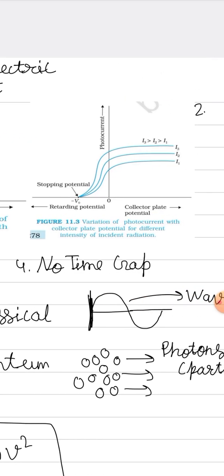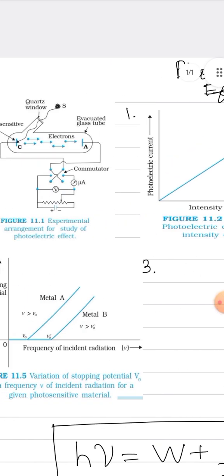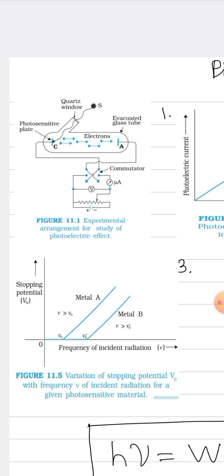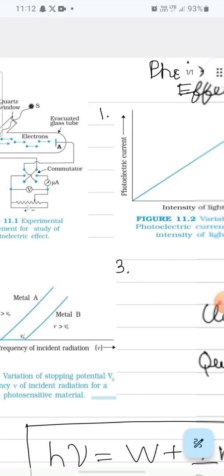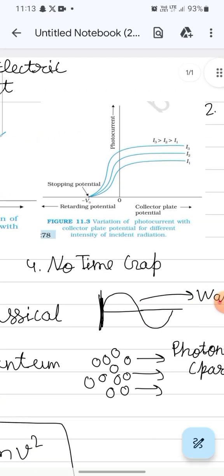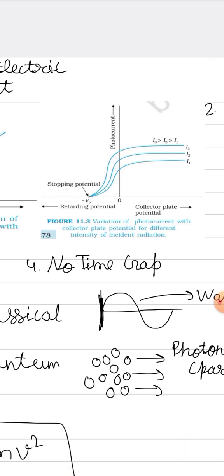In the second curve, we have shown the stopping potential versus the intensity. Here we can see that for different intensities, we get the same stopping potential. Stopping potential is the potential of the second plate, which is required to stop the electrons. So it directly tells the kinetic energy of the electrons. According to these curves, when we change the intensity, the kinetic energy of the electrons does not change.